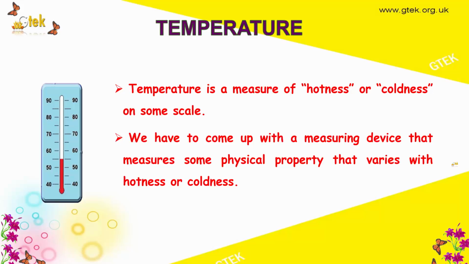Let's see about temperature. Temperature is a measure of hotness or coldness on some scale. We have to come up with a measuring device that measures some physical property that varies with the hotness or coldness. Because of these reasons, in order to measure, we have a device called a thermometer. You can see here, the thermometer is considered to be one such example of a measuring device to find the temperature of the human body.